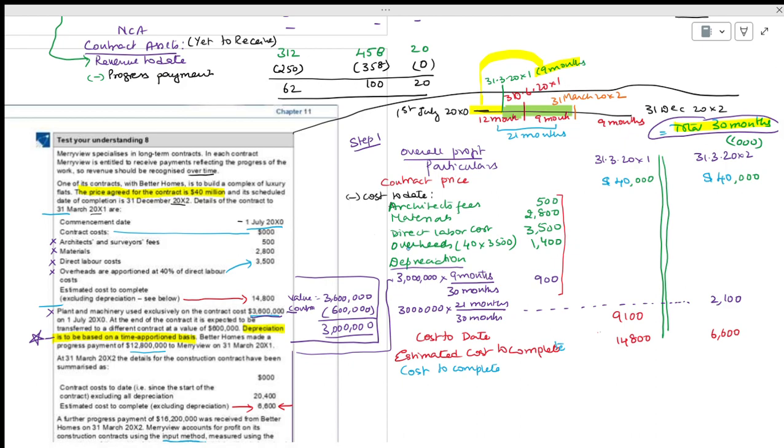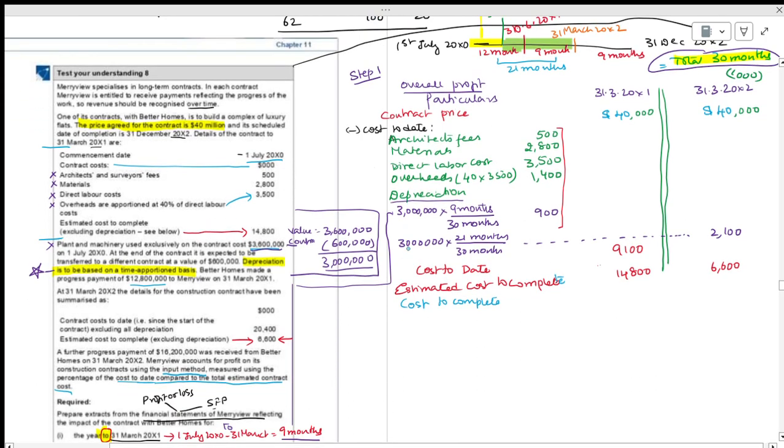What we are doing here in step 1 is calculating the overall profit. Cost to complete means we have to know the next period depreciation also and include it. Next year depreciation. How much is the next year depreciation? 2,100.